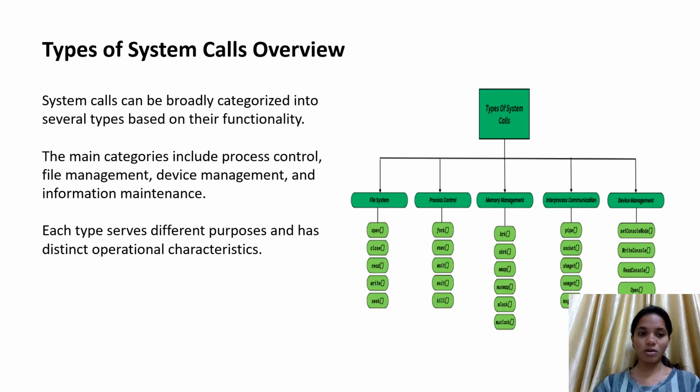Now let's have a look at the types of system calls overview. System calls can be broadly categorized into several types based on their functionality. The main categories include process control, file management, device management. Each type serves different processes and has distinct operational characteristics.